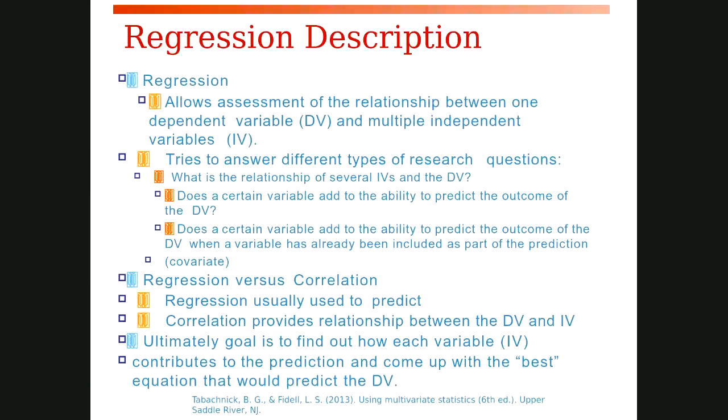On the other hand, with regression, we can look at some additional information. So correlation is part of regression, but regression is a little bit more sophisticated in that we have more information. Regression allows the assessment of the relationship between a dependent variable and multiple independent variables. So we can have more than one independent variable, and we can look at what the relationship is of several independent variables to the dependent variable. And we can even determine whether, if we add another variable, that adds to our ability to predict the outcome. So that's kind of cool because we haven't seen that before.